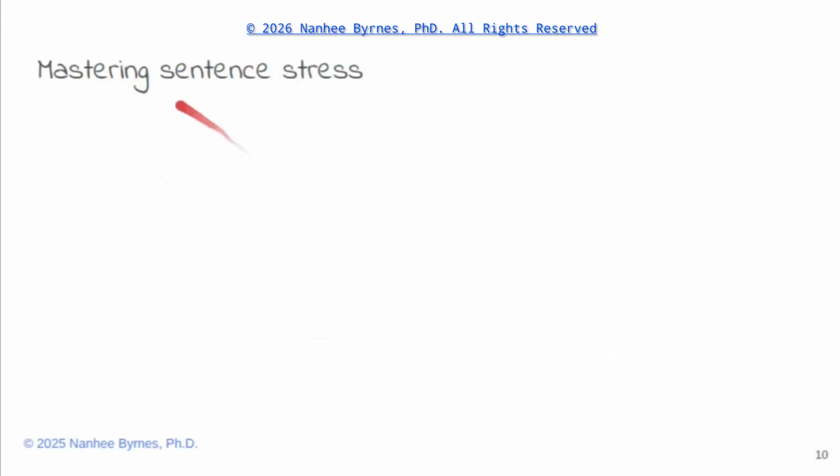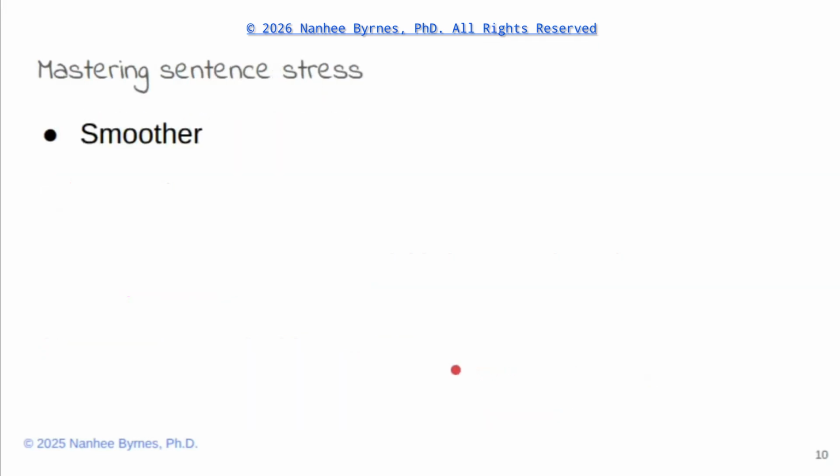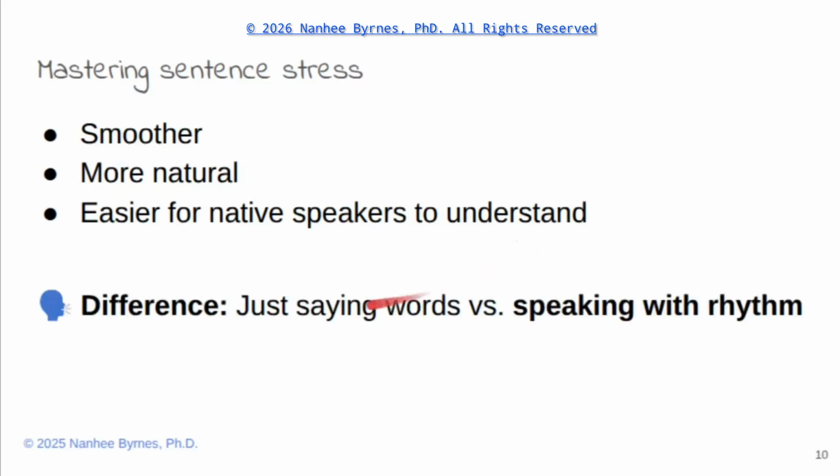So even though there are 7 words, you're saying there are really only 3 main beats? Exactly, that's the key. In this sentence, there are only 3 strong beats. Want, go, store. The other words are reduced. Once you master this principle, your speech immediately becomes smoother, more natural, and easier for native speakers to understand. It's the difference between just saying words and speaking with rhythm.